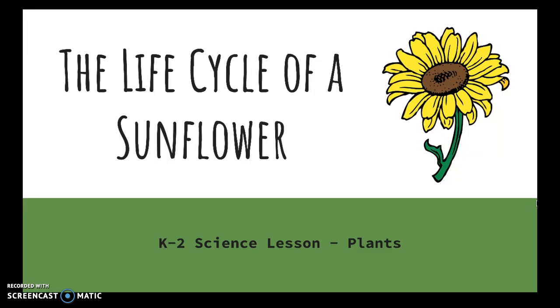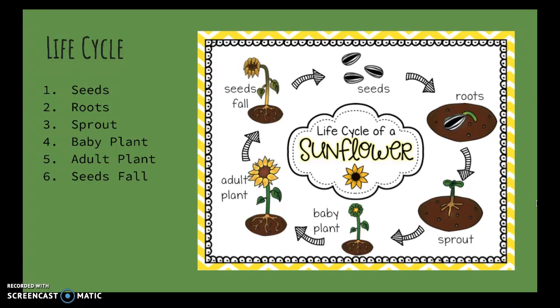Hi class, today we will be learning about the life cycle of a sunflower. The life cycle of a sunflower consists of 6 different stages. We have seeds, roots, sprout, baby plant, adult plant, and finally the seeds fall. On the right side of the screen you can see a diagram that depicts the life cycle of a sunflower.